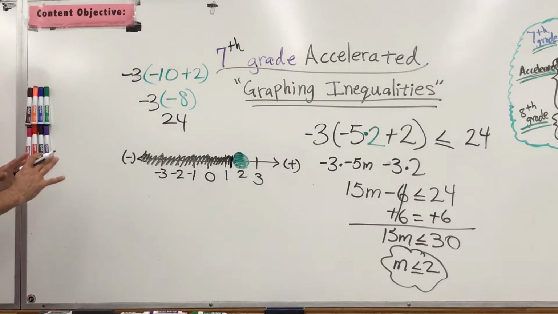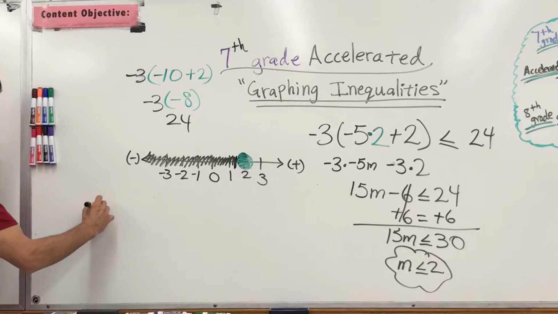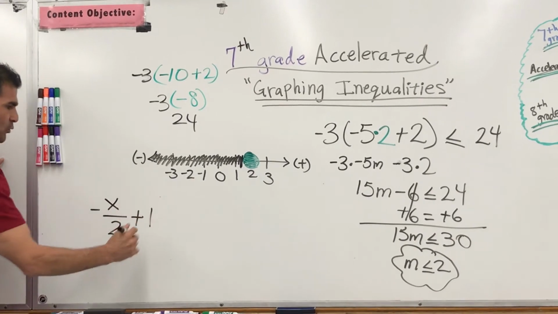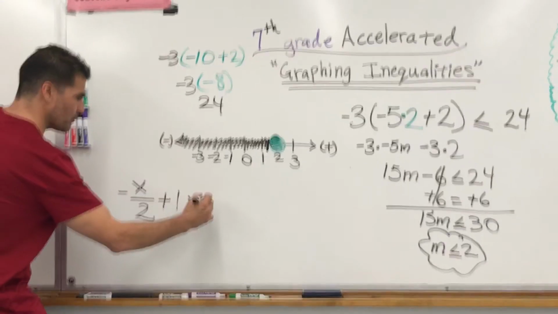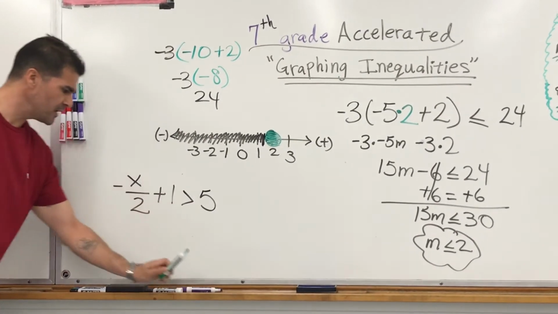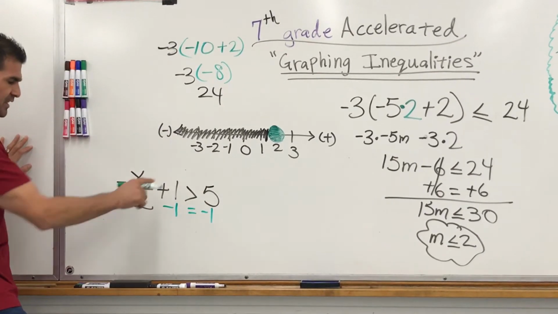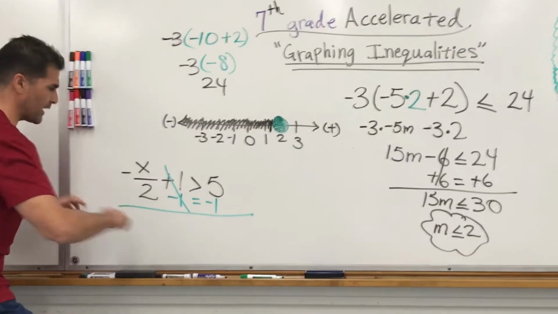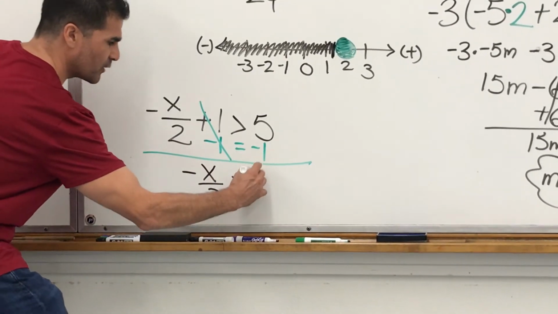Well, what happens if we have another inequality? What if we have an inequality that maybe says negative a number divided by 2? If you add 1 to it, it has to be greater than, and let's say, for example, that this number here has to be 5. Well, we could probably figure this out in our head, but if we subtract 1 and balance the inequality, this is what we're going to get. This is going to cancel away to 0, and then what we're going to write down now is -x divided by 2 still has to be greater than 4.